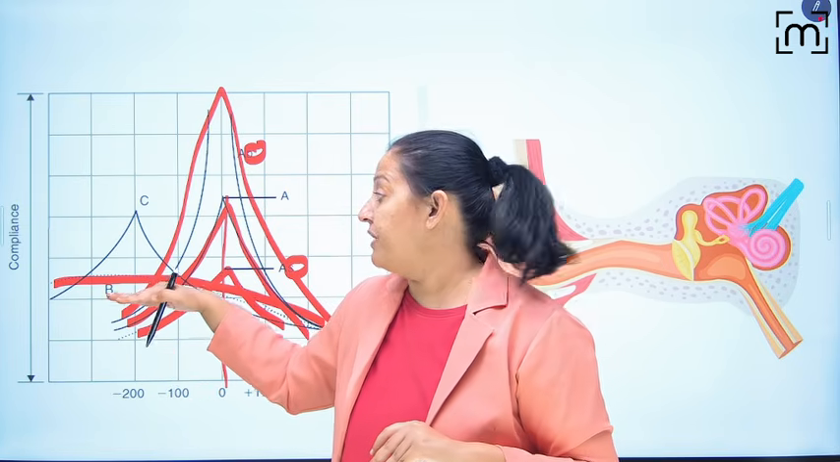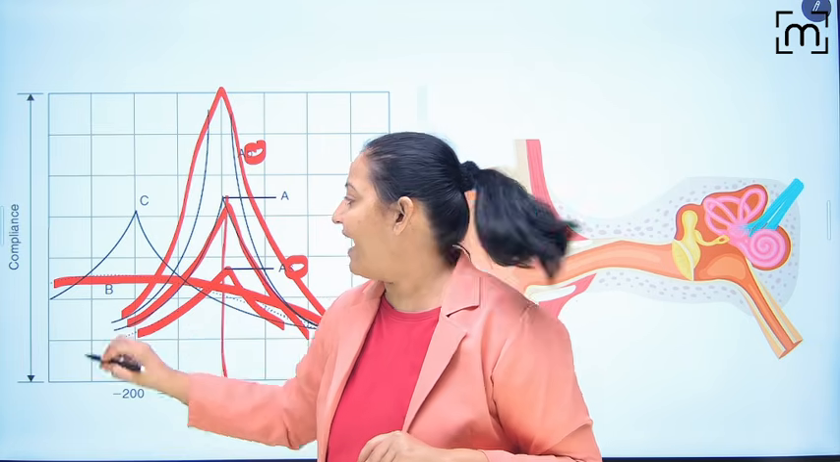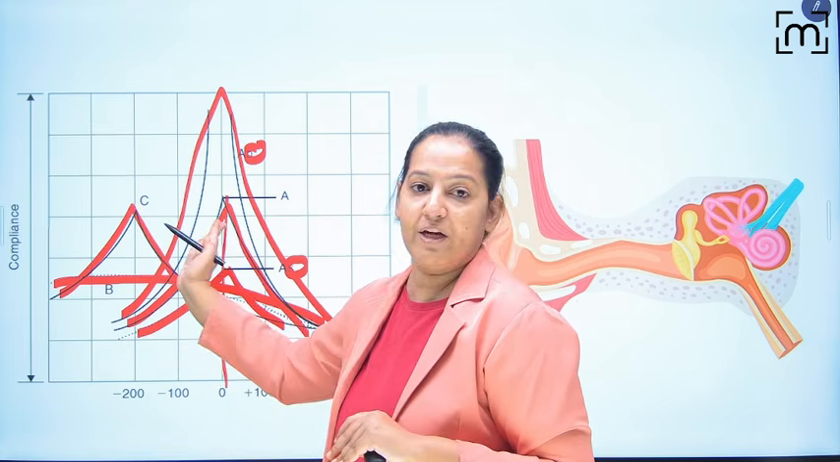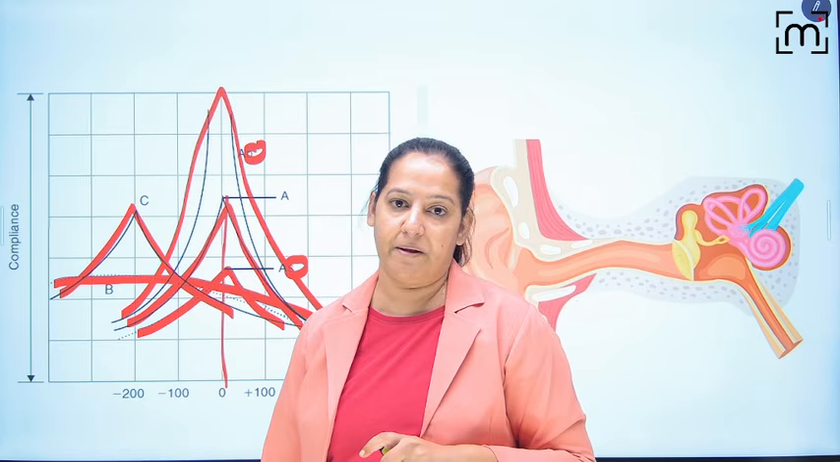No effect of pressure. So it is seen in fluid in the middle ear. And this one is C, that is peak towards the negative. It is seen in retracted tympanic membrane like Eustachian tube dysfunction. So I guess we are done.